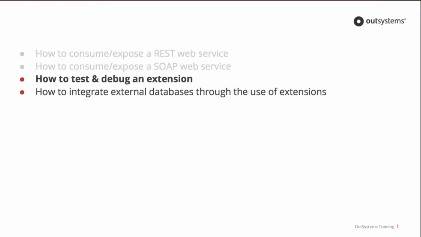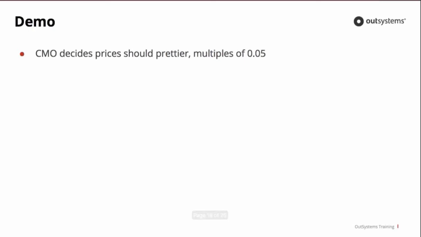Now, moving on with the integrations, let's create extensions. We're going to start with the first demo. And the use case is that the CMO, Chief Marketing Officer, decides that prices should look prettier. There should be multiples of 5 cents. You should not have something that ends in 3, 23, 27, 41, and so on. So we're going to add this functionality, and we're going to create a function that rounds prices to 5 cents in C# and in Java.